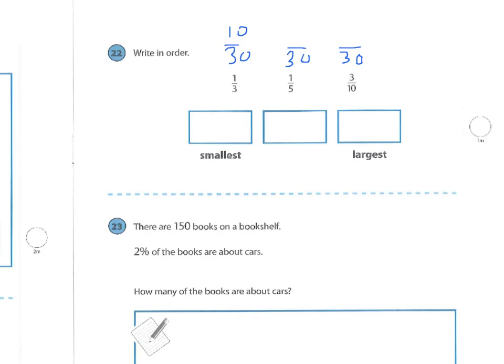In order to make the middle fraction 30ths, you would have to multiply top and bottom by 6, so 6 ones on top is 6 30ths. And to make the third fraction into 30ths, you would have to multiply top and bottom by 3, so it becomes 9 30ths. Now I can see that the smallest fraction is 6 30ths, which was really 1/5. The next smallest was 9 30ths, which was 3 tenths, and the largest one was 10 30ths, which was 1/3.